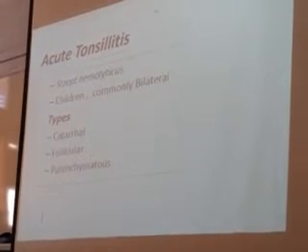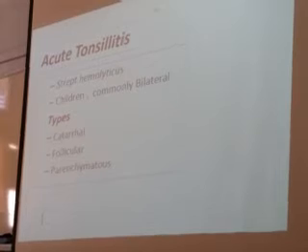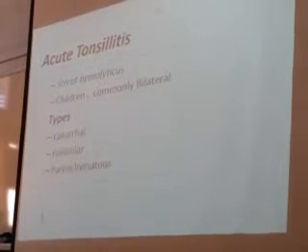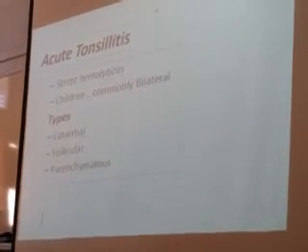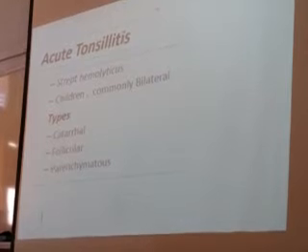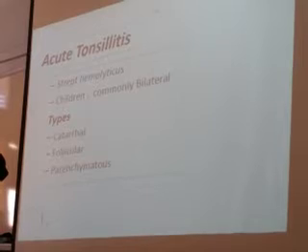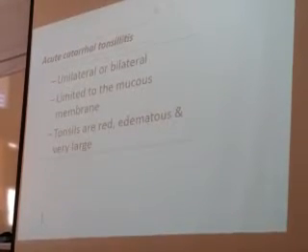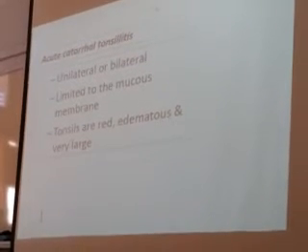3 types are there. One is catarrhal. Catarrhal means limited to the mucous membrane. Follicular, you will have follicle formation, nodules in the tonsil. Parenchymatous, involving the whole of the tonsil. So 3 types. So catarrhal tonsillitis, limited to the mucosa of the tonsil. Unilateral or bilateral, and tonsils will be red, enlarged and edematous.